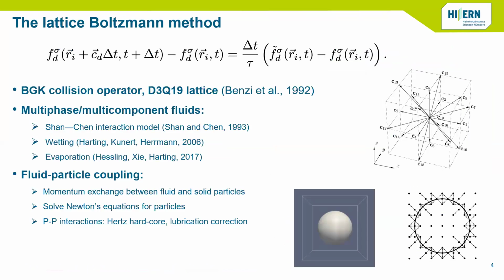It's a very simple BGK collision operator with a D3Q19 lattice, and we use the good old Shan-Chen interaction model, and we also recently developed an evaporation model in the Shan-Chen interaction model. So the evaporation in our case is diffusion dominated.